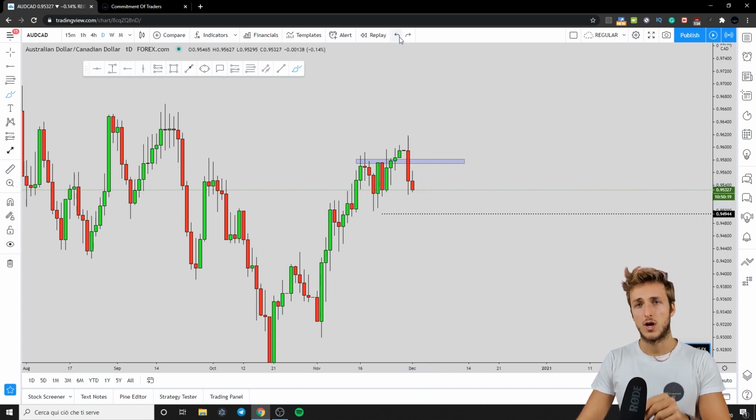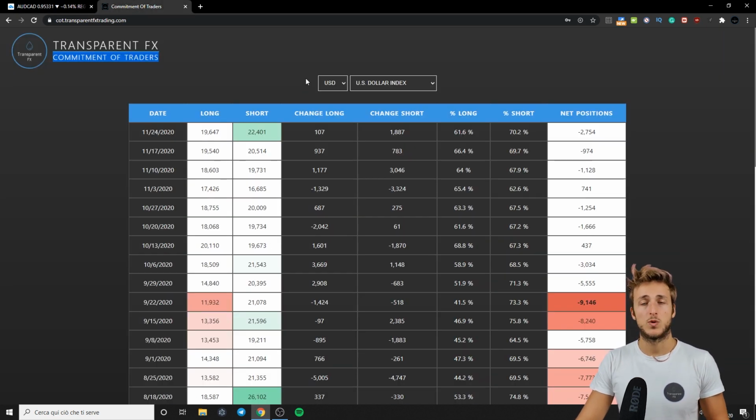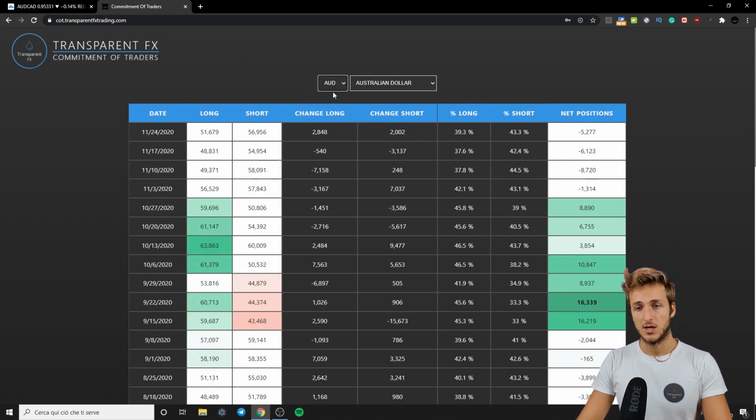Now, before I show you how we can be looking to capitalize on this move, let's first go and see what we have from a COT perspective, which is the commitment of traders. Now, on the AUD, we can see that overall net positions have been decreasing lately. We went from having 16.3k net positions with 60.7k longs and 44k shorts, all the way down to having minus 5.2k net positions with an added 2k shorts with the last report.